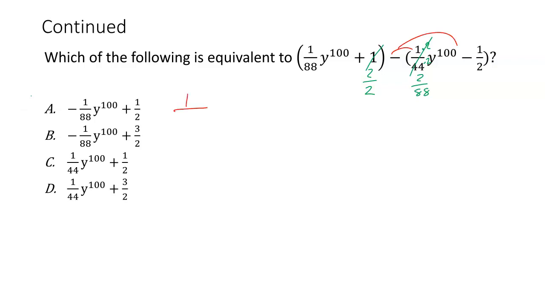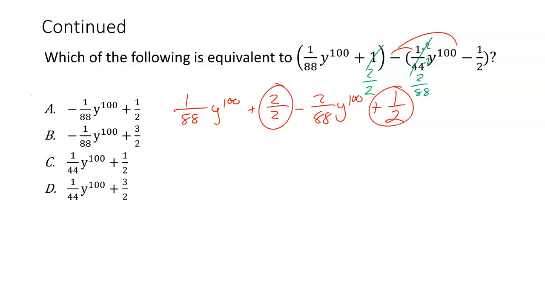So I have 1 over 88y to the 100th plus 2 over 2 minus 2 over 88y to the 100th plus 1/2. So the difference between remembering that distributive property is the difference between 1/2 and 3/2, which we have as options on all of those, 1/2 and 3/2. So if I combine 2/2 and 1/2, that's 3/2. So I can get rid of option A and option C.